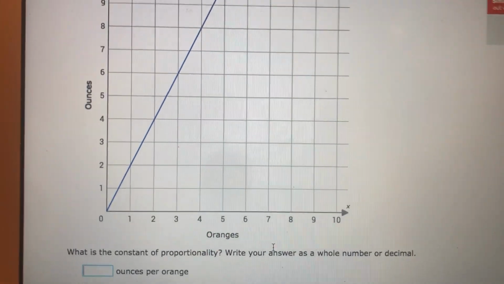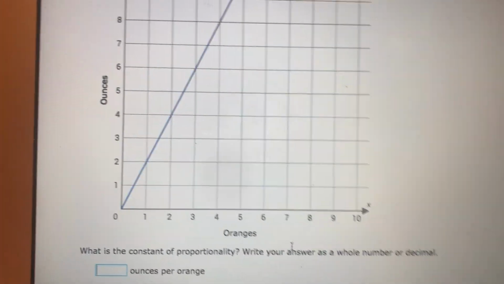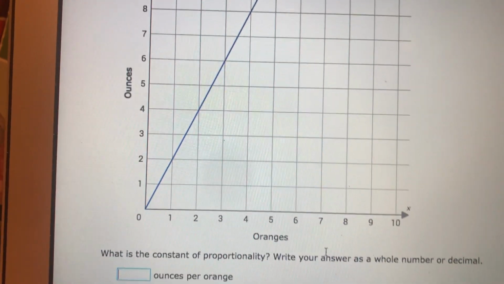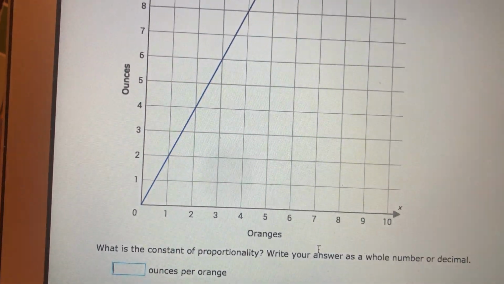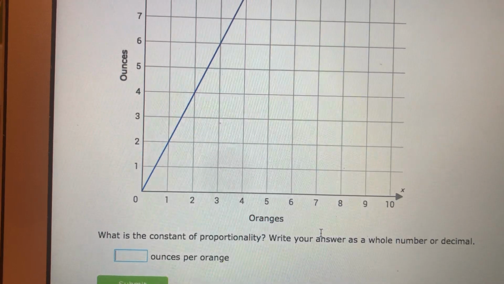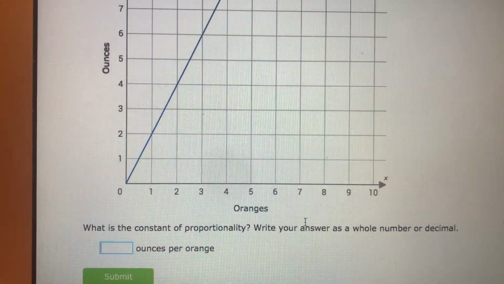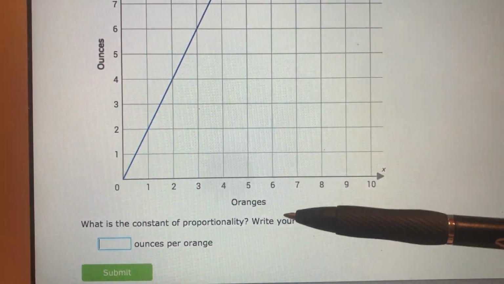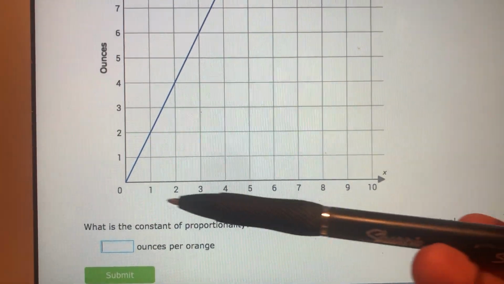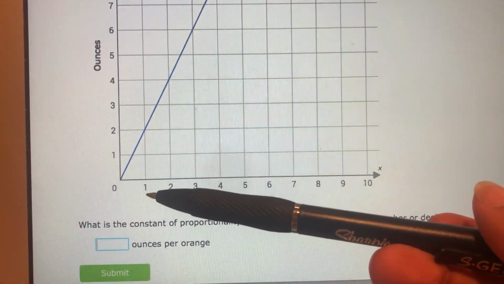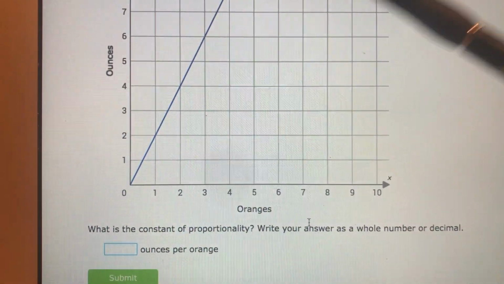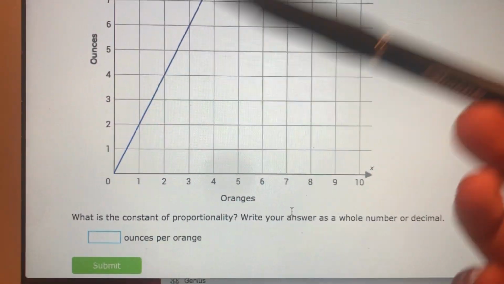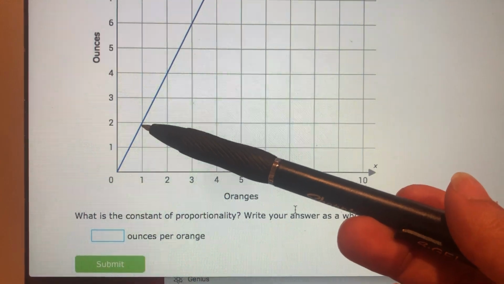Now here's what's different about this graph. Usually they give us points, but this time we're not getting points. It's just a line. So how do I find an ordered pair? Now here's the deal. The constant of proportionality is always when my x value is 1, right? So you could easily find your constant by looking at the ordered pair that is the smallest.